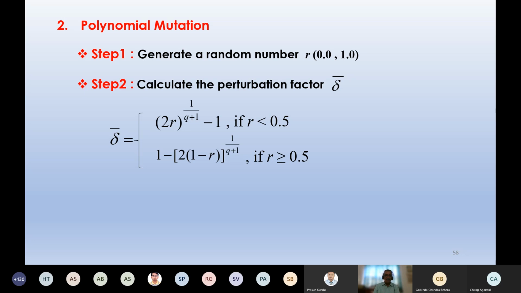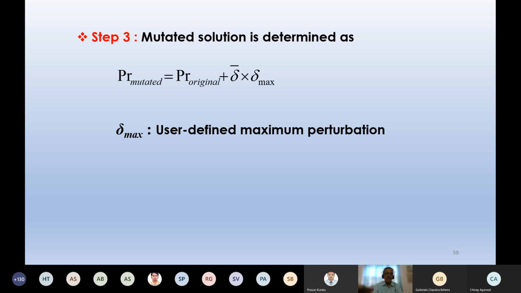You know, the normalized scale could be either from 0 to 1 or from -1 to +1. I'll be discussing all such things in much more detail whenever I'll be discussing the concept of neural networks. Okay. For the time being, let me concentrate on the fact that delta bar lies between -1 to +1, and so this particular delta bar is going to help us to find out what should be the mutated solution if I know the original solution.